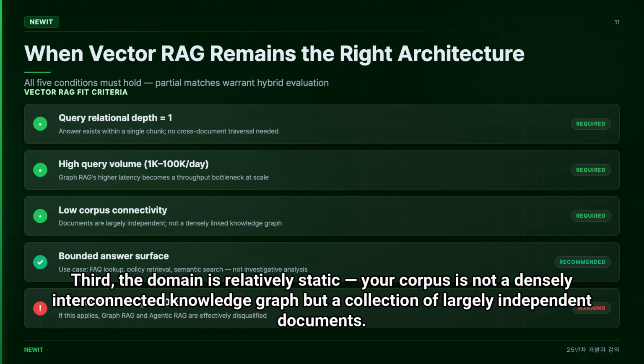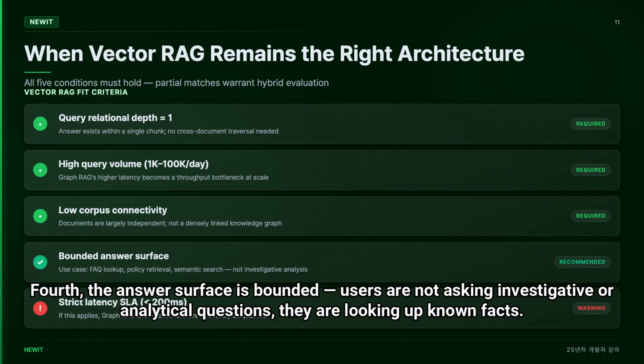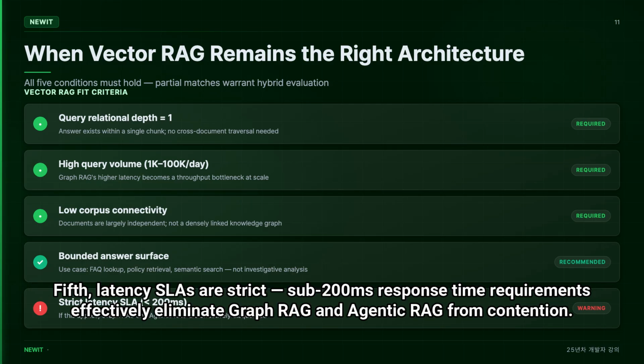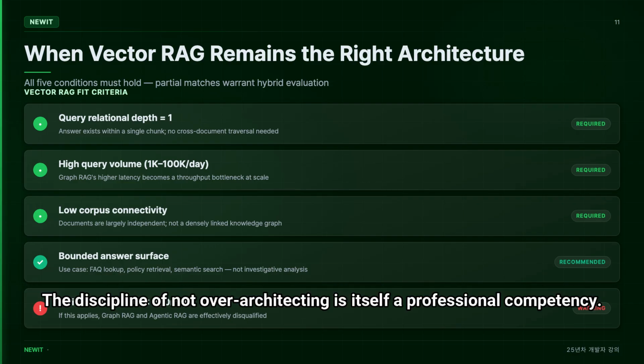Third, the domain is relatively static. Your corpus is not a densely interconnected knowledge graph, but a collection of largely independent documents. Think product FAQ systems, internal policy lookup, customer support knowledge bases, and document semantic search endpoints. Fourth, the answer surface is bounded. Users are not asking investigative or analytical questions, they are looking up known facts. Fifth, latency SLAs are strict. Sub 200 millisecond response time requirements effectively eliminate GraphRAG and Agentic RAG from contention. If all 5 conditions are met, adding GraphRAG complexity is pure cost with no benefit. The discipline of not over-architecting is itself a professional competency.